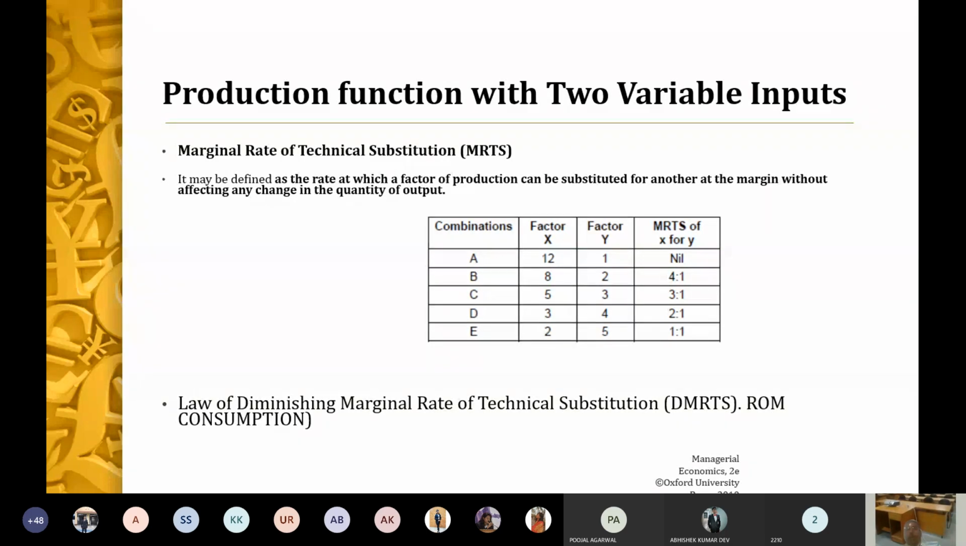In fact, we have another law here, the law of diminishing marginal rate of technical substitution. So this rate of technical substitution, which was 4:1, has gone to 1:1. As the combinations increase, it diminishes. The technical substitution diminishes 4, 3, 2, 1. This is the law which comes out of the marginal rate of technical substitution, because this is also diminishing.